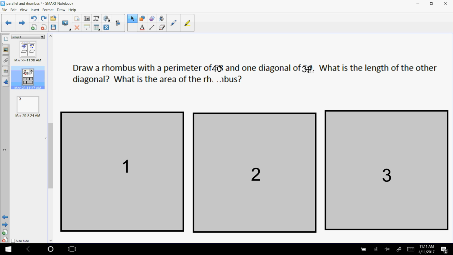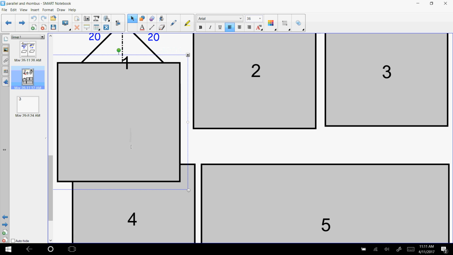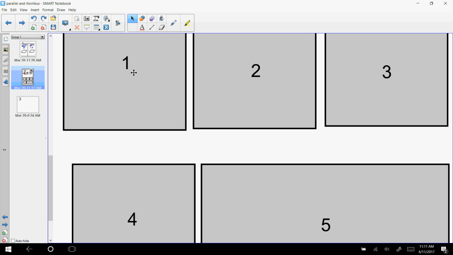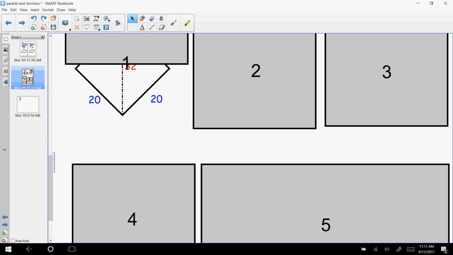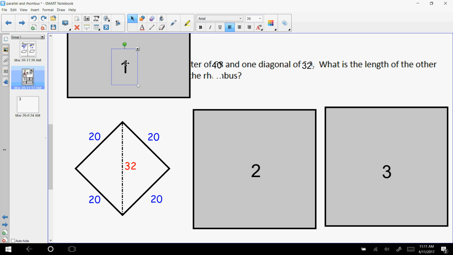Okay, so here we go. So this is what we're going to do first. My computer is officially jacked up. Okay, so if it has a perimeter of 40, well, that's not going to work. I guess it's going to have a perimeter of 80 because 20 times 4 is 80. So I guess we got a typo in there.